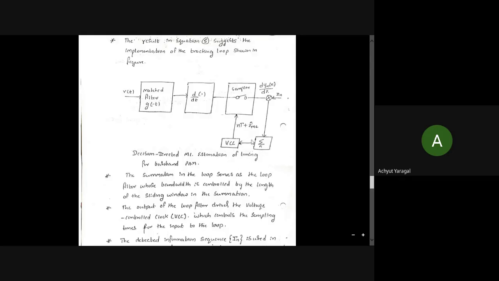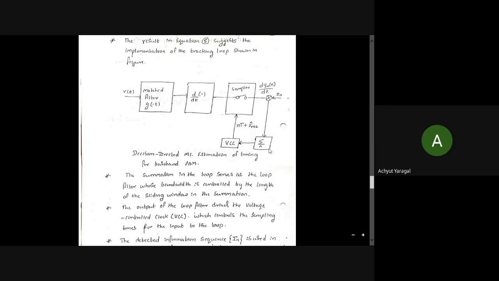What is the summation in the figure? This will act as a filter. The summation symbol is there, right? This particular block is going to act as a loop filter, whose bandwidth is controlled by a sliding window.